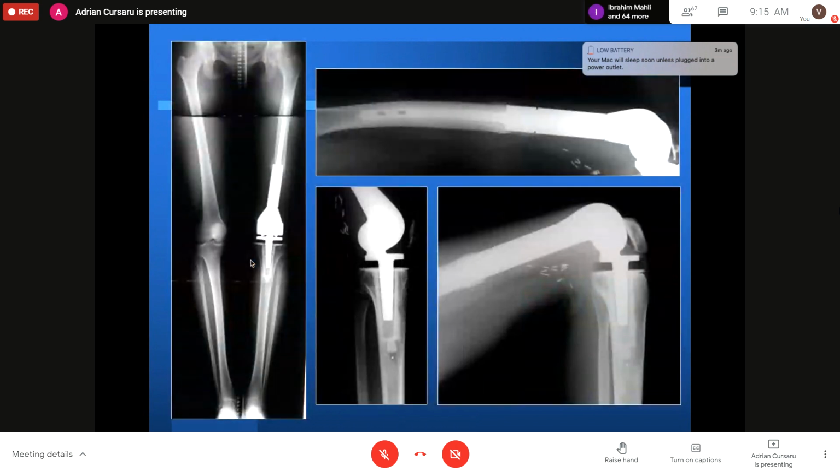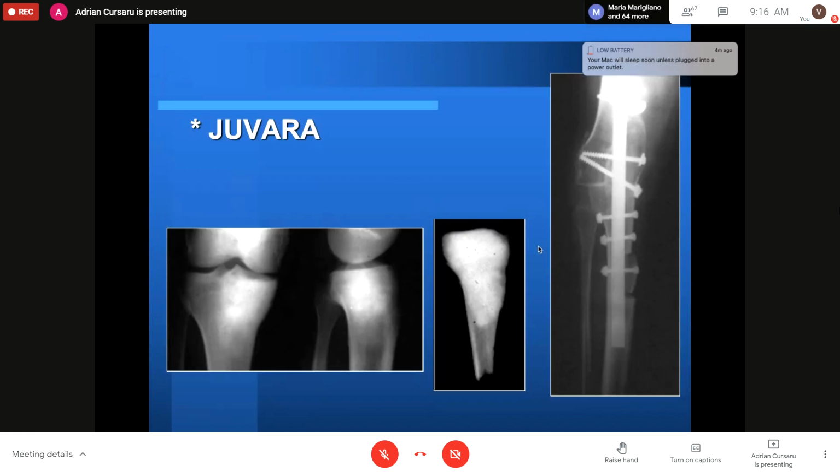You can see the postoperative images, the anterior view, the lateral view. You can see we have a good mobility. That's an X-ray in flexion of the knee, and you can see that we have a very good mobility, and we have established very good weight bearing and function of the knee, and it is very important for our patients.